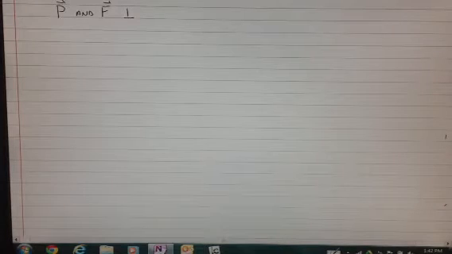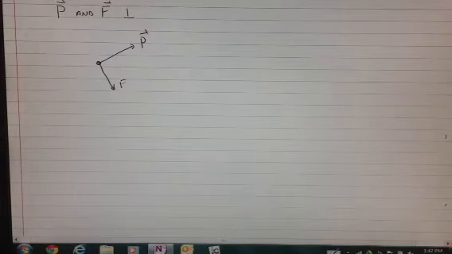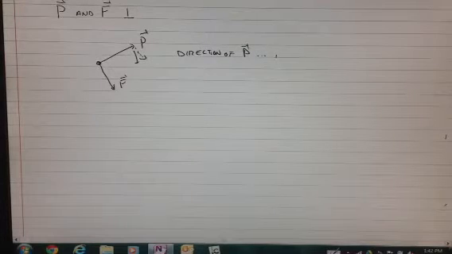So now what happens when the momentum and the force are not parallel, but the force is always perpendicular to the momentum? Let's draw a particle that has some momentum p, and the force is perpendicular. The change in the momentum, delta p, will point in this direction, and that will change the direction of the momentum, but not its magnitude.